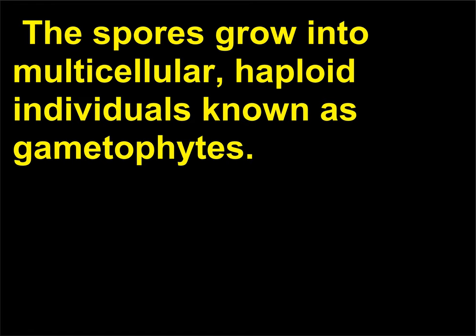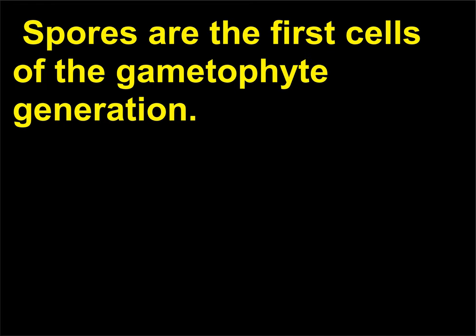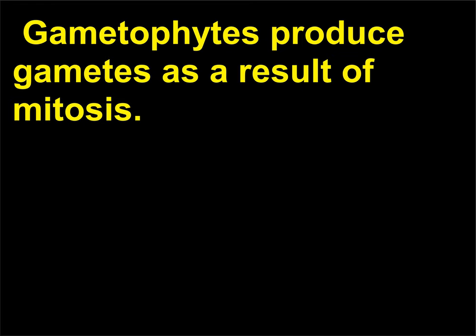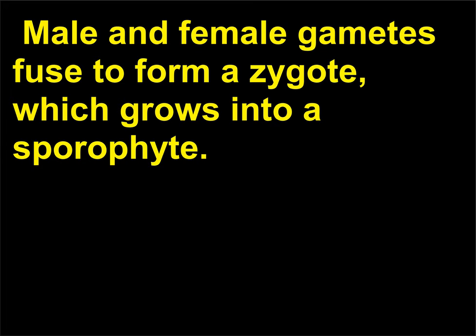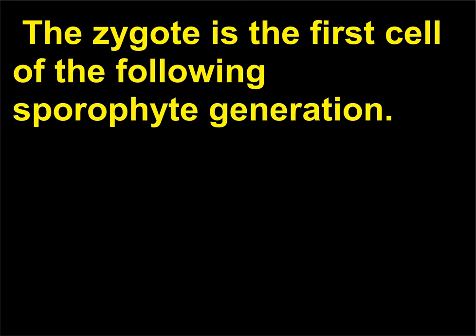Spores are the first cells of the gametophyte generation. Gametophytes produce gametes as a result of mitosis. Male and female gametes fuse to form a zygote, which grows into a sporophyte. The zygote is the first cell of the following sporophyte generation.